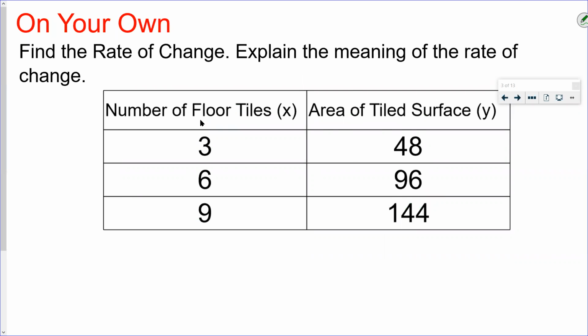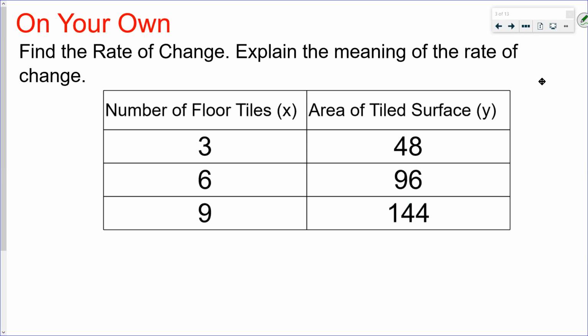I know this says on your own, but you're not doing this on your own. So let's find what the rate of change is going to be for this set of data. So we have number of floor tiles and area of tiled surface. So if we use 3 floor tiles, it covers 48. You know, I don't have a unit of measurement. Don't know if it's square feet or anything like that. If we have 6, it's 96, 9, 144.